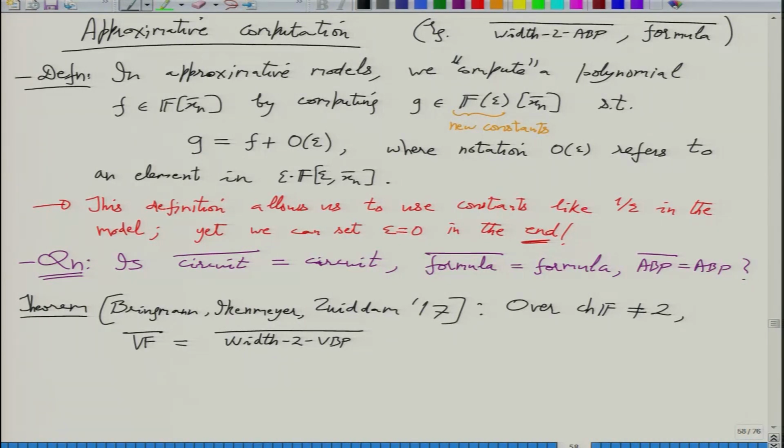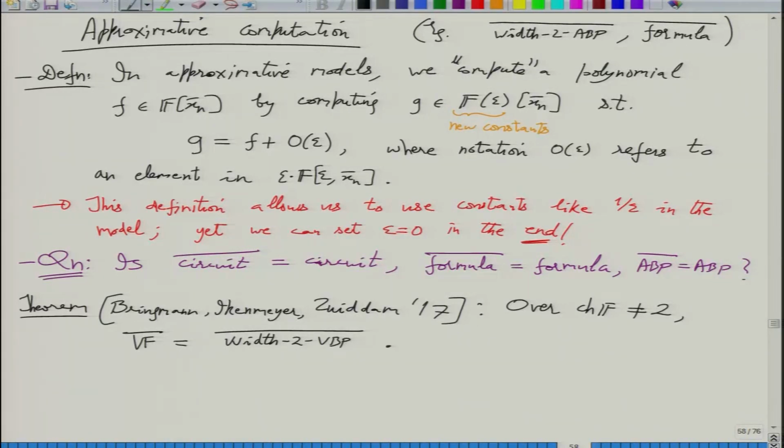Over GF2, this question is still open. But I have no idea why it should not be true. I mean, it should be true for all fields irrespective of the characteristic. But the proof which they have given fails for characteristic 2. So is the statement clear?